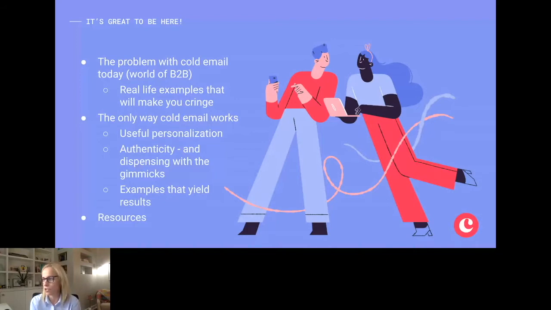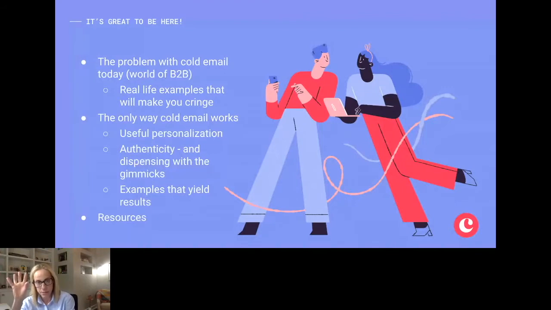But anyway, we'll talk about some real life examples that I have received in my inbox that will definitely make you cringe. We're going to go over how cold email actually does work, what types of personalization are useful, how to be authentic in your voice and getting rid of all of the gimmicks, and some positive examples that yield results. All of the resources that I reference in this deck today will be included at the end of the slide.